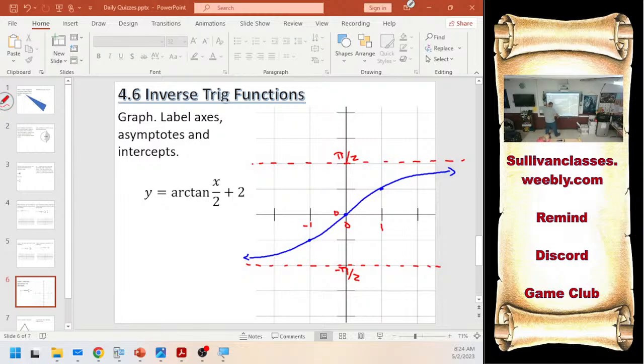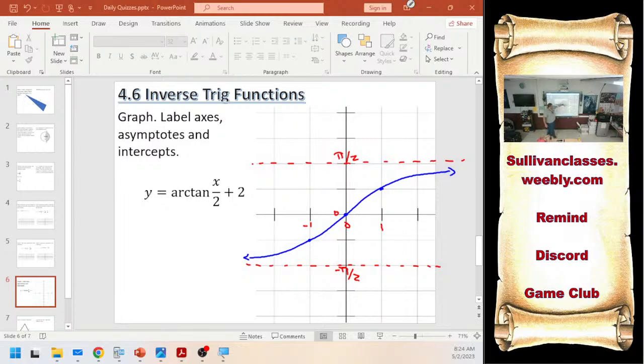What I'm going to change, because we've got a +2 on there, means all of these on my vertical axis are going to go up 2 units. Now I could take the whole works, and what is pi divided by 2? Well, pi is about 3.14159 blah, blah, blah, divided by 2. So about 1.55.